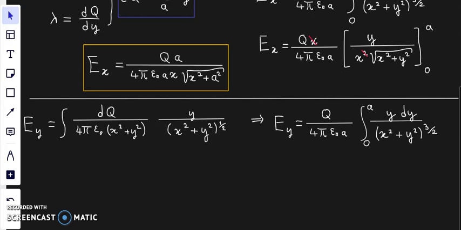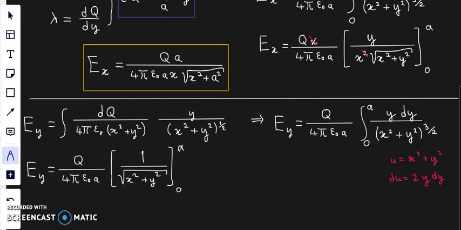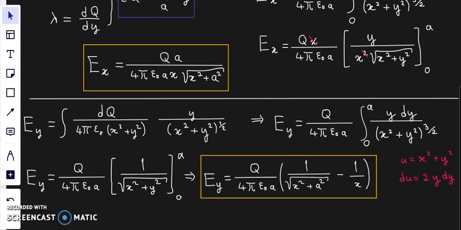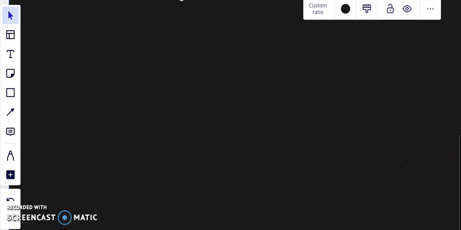We are going to use a u substitution. We're going to set u equals x squared plus y squared, and du is going to be equal to 2y dy. Here's the result of the integration. Now let's evaluate our integral from 0 to a. And here's the y component for the electric field at point P. So that was part A.